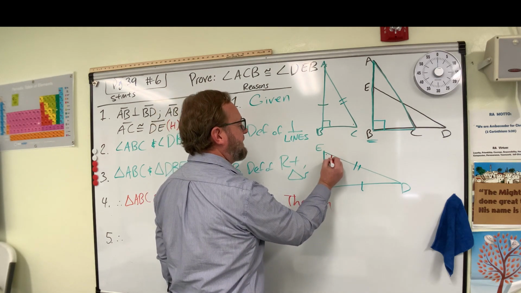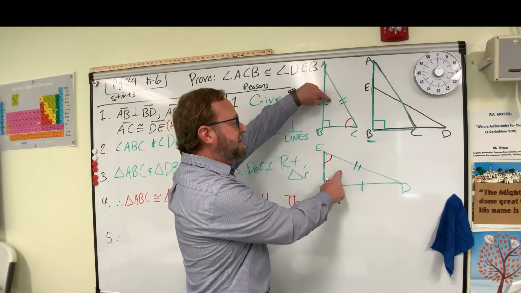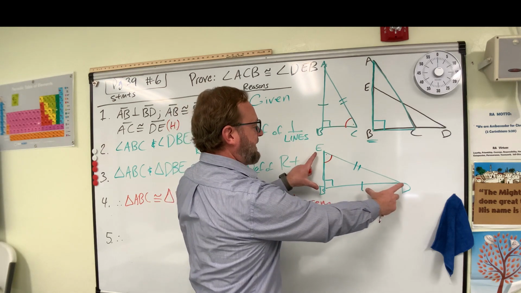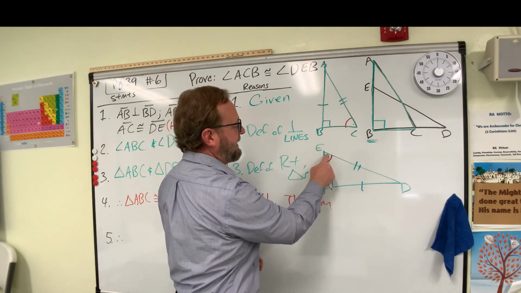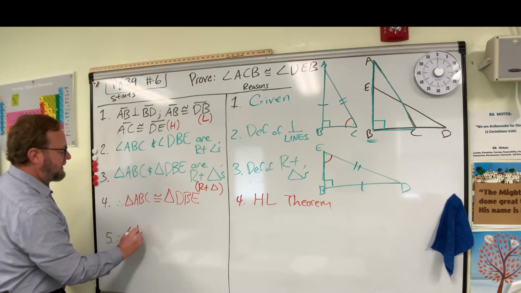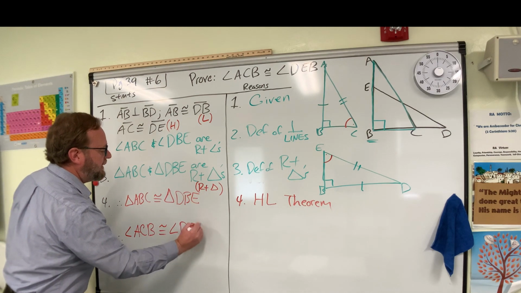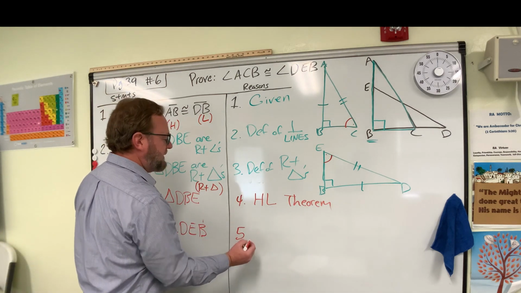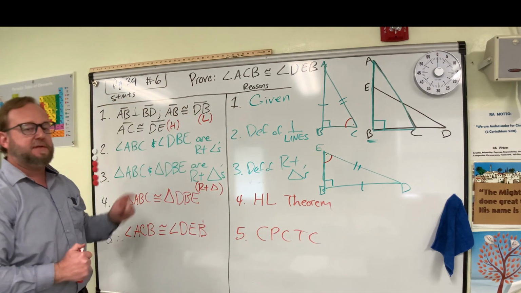Am I ready to say that this and this are congruent? I am, because I've already proven these two triangles are congruent. Therefore, these are corresponding angles. If I were to take this triangle and sort of flip it around, it would sit right on top of this one, and that angle would line up with that one. So I'm ready to say angle ACB is congruent to angle DEB, and the reason is CPCTC. That finishes problem number 6 on page 39.